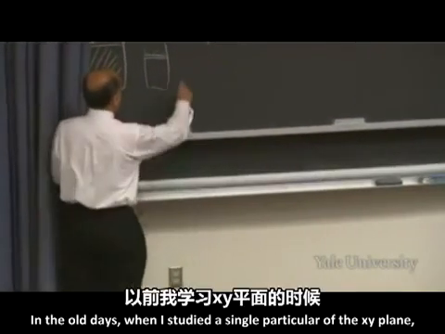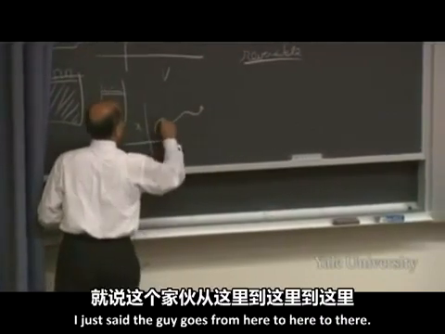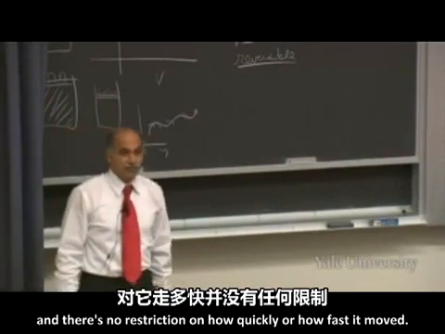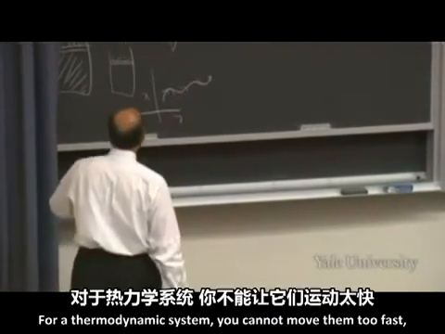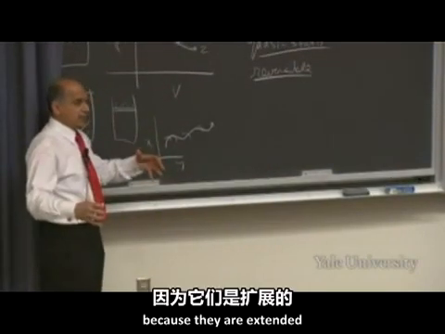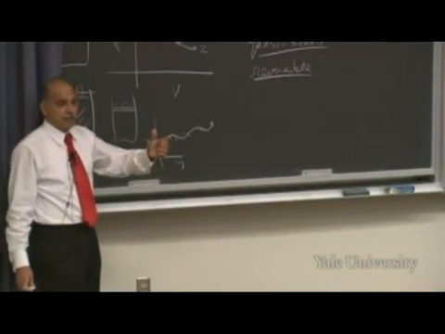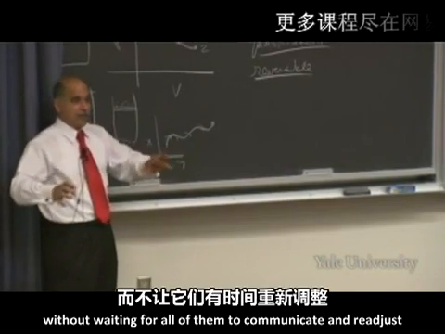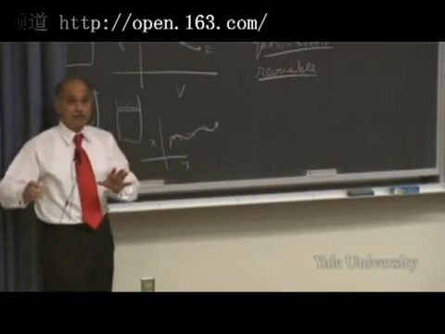In the old days, when I studied a single particle in the xy plane, I just said the guy goes from here to there. That's very easy to study, and there is no restriction on how quickly or how fast it moves. Particles have trajectories no matter how quickly they move. For a thermodynamic system, you cannot move them too fast, because they are extended. And you're giving a huge gas a single number called pressure. So you cannot change one part of the gas without waiting for all of them to communicate and readjust and achieve a global value for the new pressure. Then you can move gradually.